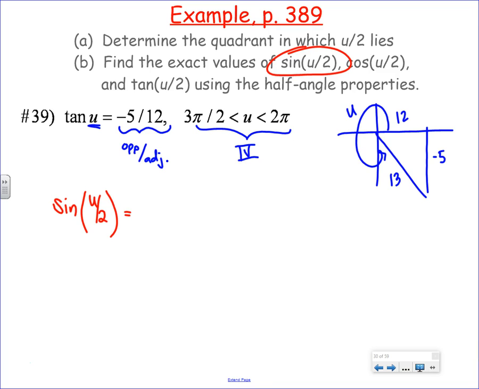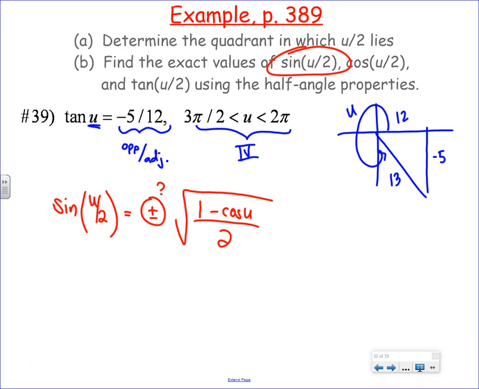What's the formula for the half angle of sine again? You guys have it remembered. Plus or minus. Wait, pause. We gotta choose that, right? Square root of, sorry, keep going. 1 minus cosine u over 2, over 2. Okay.